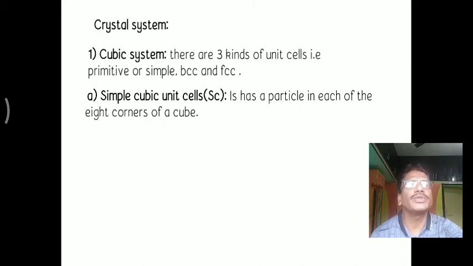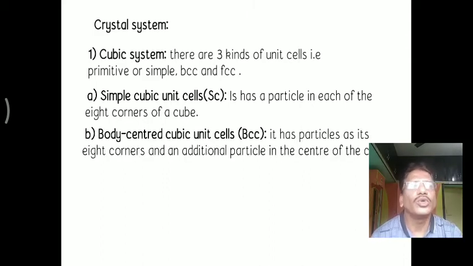Then the second type is called body centered cubic unit cell. In short, it is called BCC. It also has a cubic shape. It also contains the 8 particles at the 8 corners and 1 particle at the center of the body. So there are a total of 9 particles. So how are these 9 particles found in a body centered cubic unit cell?